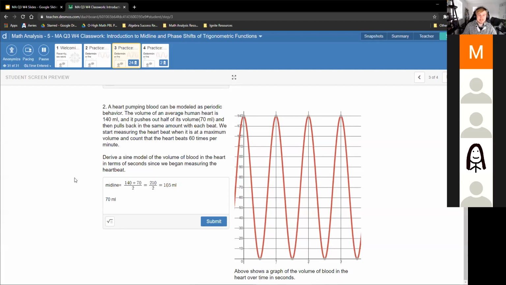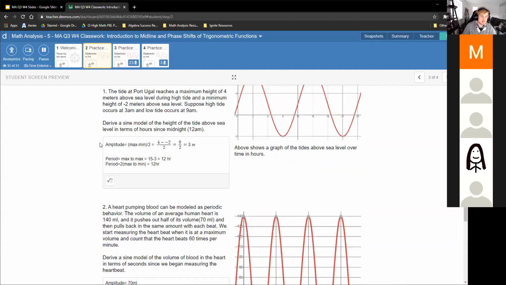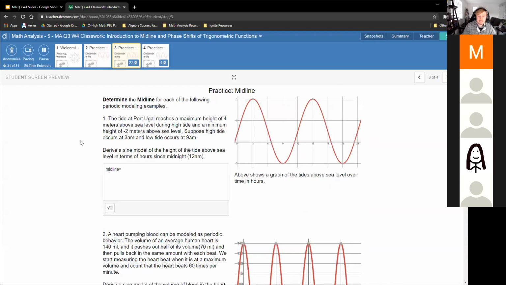Cool. Well, that's figuring out the midline of a model. That's figuring out amplitude and period of a model. So if you guys have found that today so far makes sense, which I hope it does, then y'all should be doing pretty good on understanding the connection between models of periodic behavior and the actual features, right?